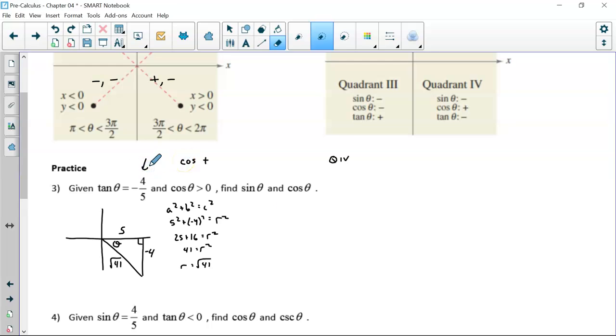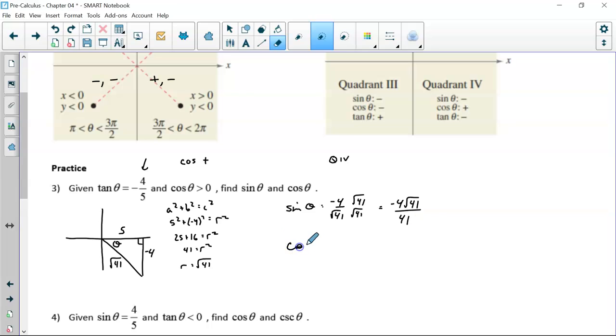So now we can find the sine of theta. And the sine of theta, still opposite over hypotenuse, is going to be negative 4 over the square root of 41. Rationalize it. Multiply by square root of 41 over the square root of 41. You get negative 4 square root of 41 over 41. There's our sine of theta.